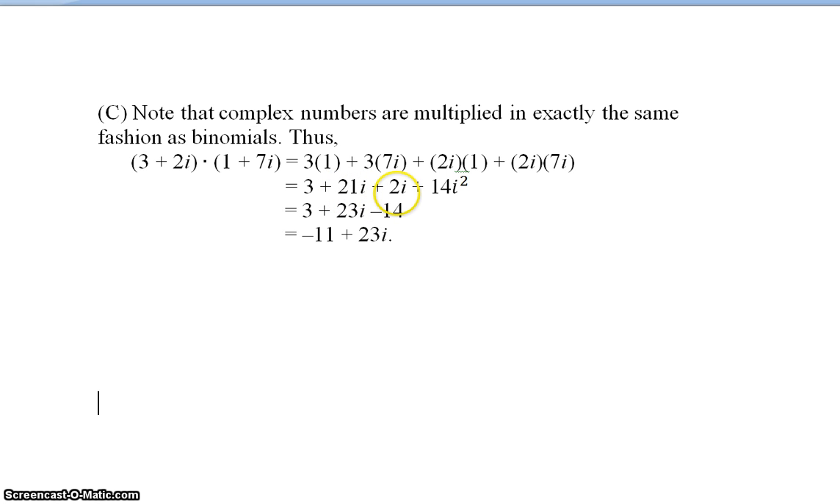21i and 2i we can combine like terms, and we will get 23i, and i squared is negative 1. Therefore, instead of 14i squared, we can write just minus 14. And 3 minus 14 gives us minus 11, and the product of the given two numbers would be minus 11 plus 23i.